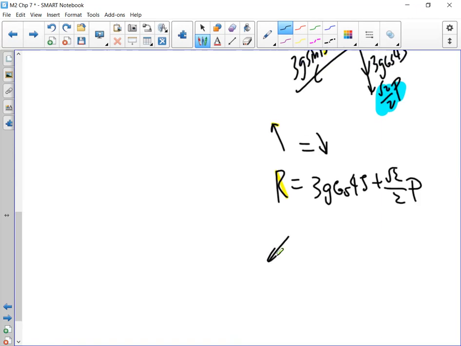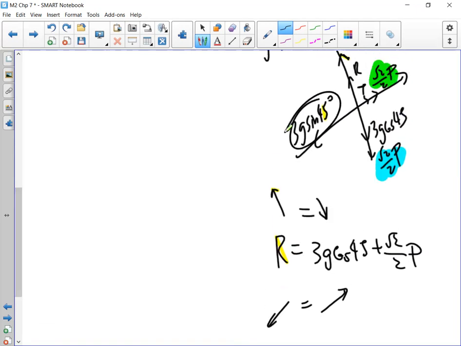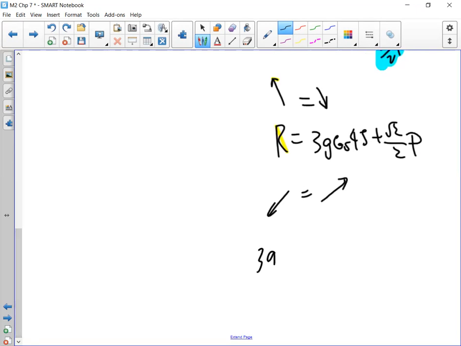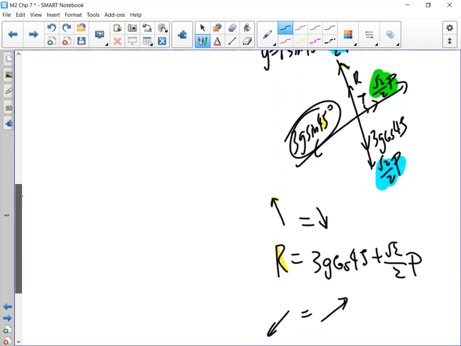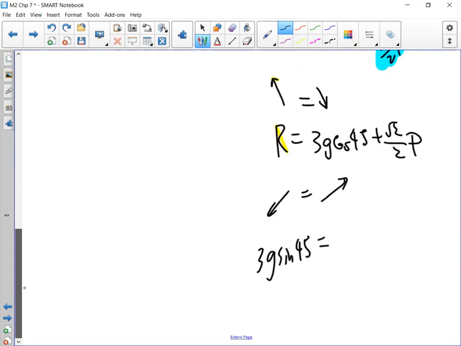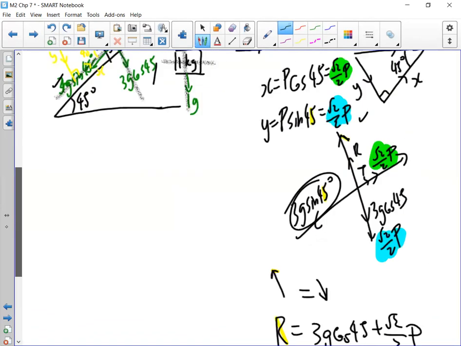Next, left equals right. So the leftward force is 3G sine 45. So 3G sine 45 equals upwards or rightwards T plus root 2 over 2 T plus root 2 over 2P. 3G sine 45, nope, ugly again. So I'm going to leave it like this. Is there anything I can do? Probably not. So I'm going to make this equation 1, this equation 2, and I'm going to come back to it later. So we have done everything that we can on the 3 kilogram block.